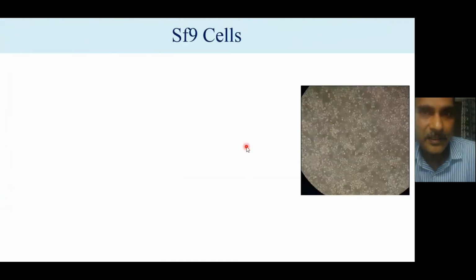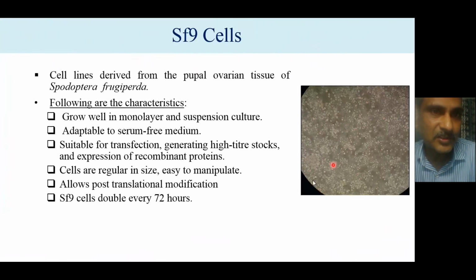Once the confirmation of the recombinant Bacmid is there, you are ready for transfecting the cells. Sf9 insect cells are the most popular cells used for transfection. Under the microscope they look like round cells. These are the various properties of insect cells. They are derived from the pupal ovarian tissue of Spodoptera frugiperda, and they grow both in monolayer and suspension. They can be adapted to serum-free media. They are suitable for transfection, generating high-titer baculoviral stocks, and expression of recombinant proteins.